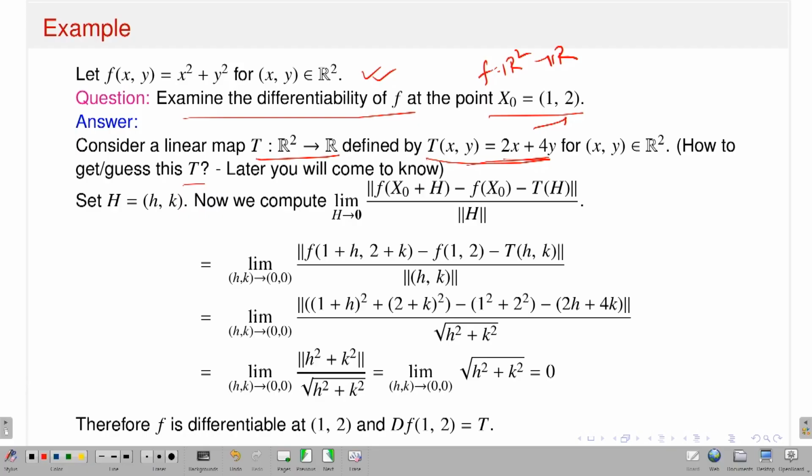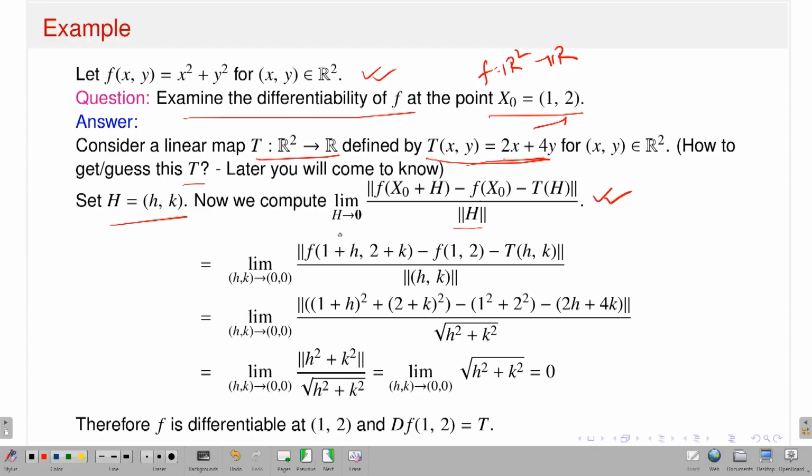So what you have to do is just calculate the limit of this quotient of norm, this should go to 0, that is it. Take a vector h equal to (h, k), and compute this object: f of x naught plus h minus f of x naught minus T acting on h, T is given, you already guessed. The numerator you just calculate the norm, divided by the norm of h, and you just see whether that limit exists or not.